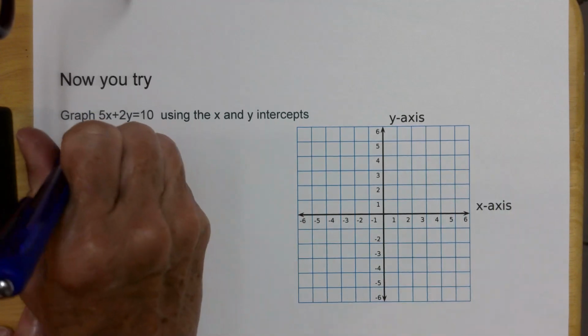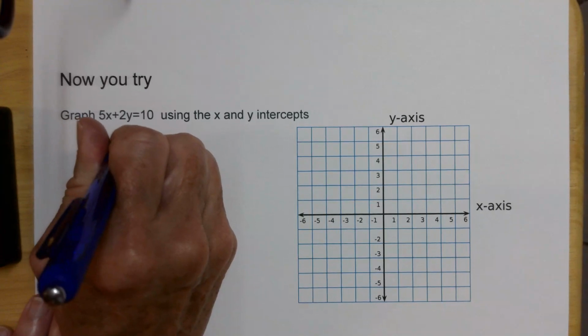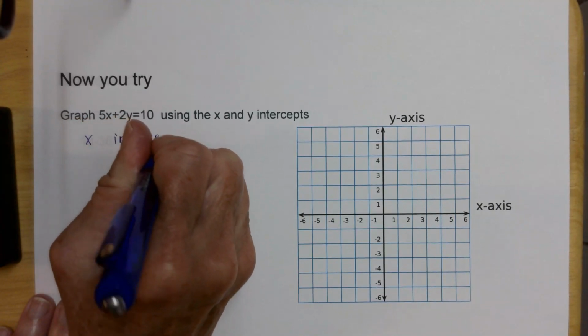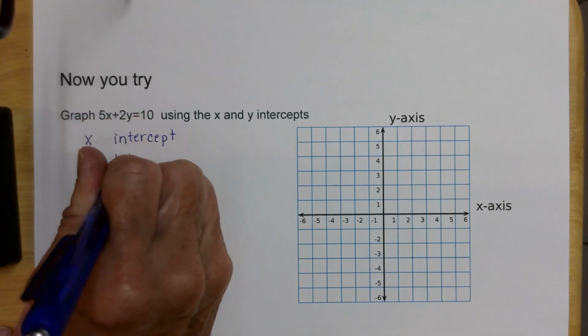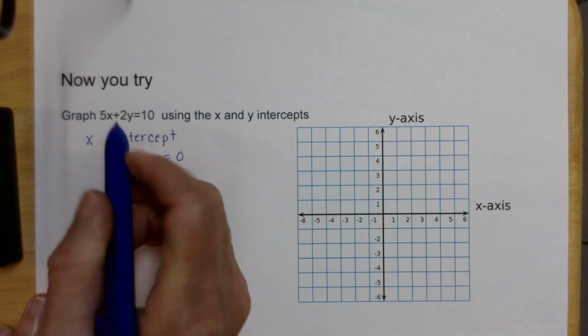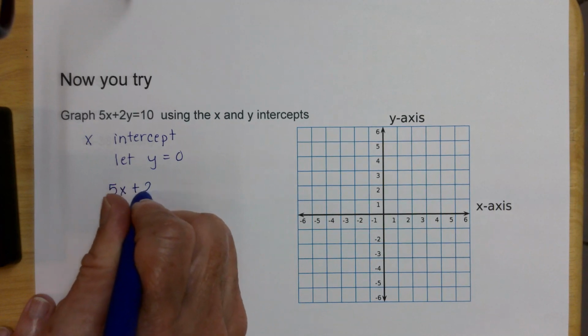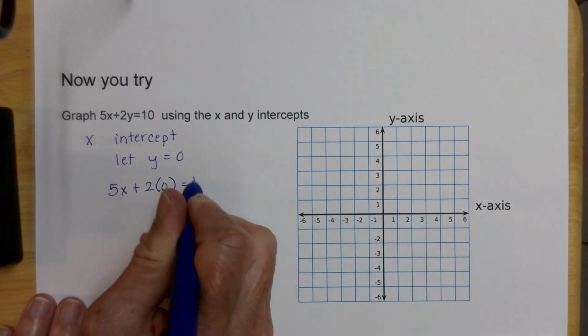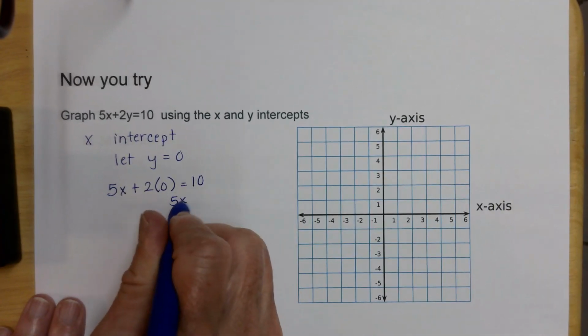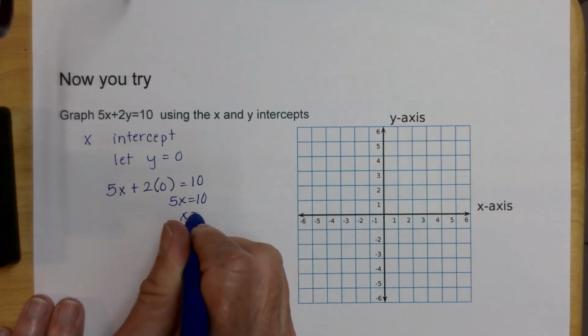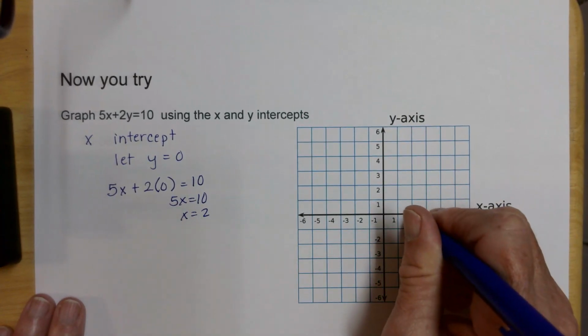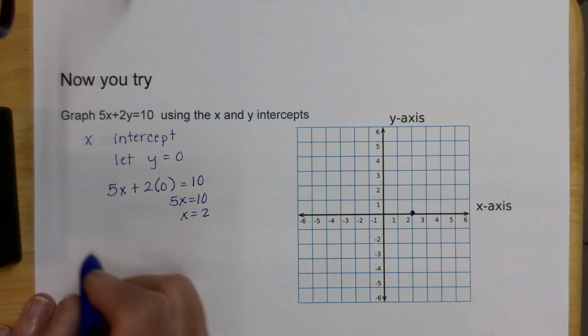All right, to find the x-intercept, remember you let the y equal 0. So you plug in 0 for that equation right there. So I have 5x plus 2 times 0 equals 10. 5x equals 10. So x equals 2. So that's where it crosses the x-axis.